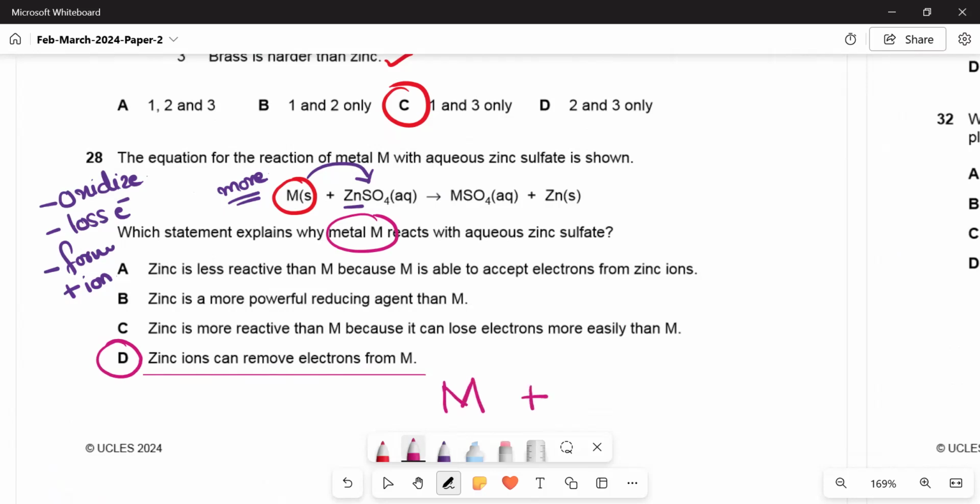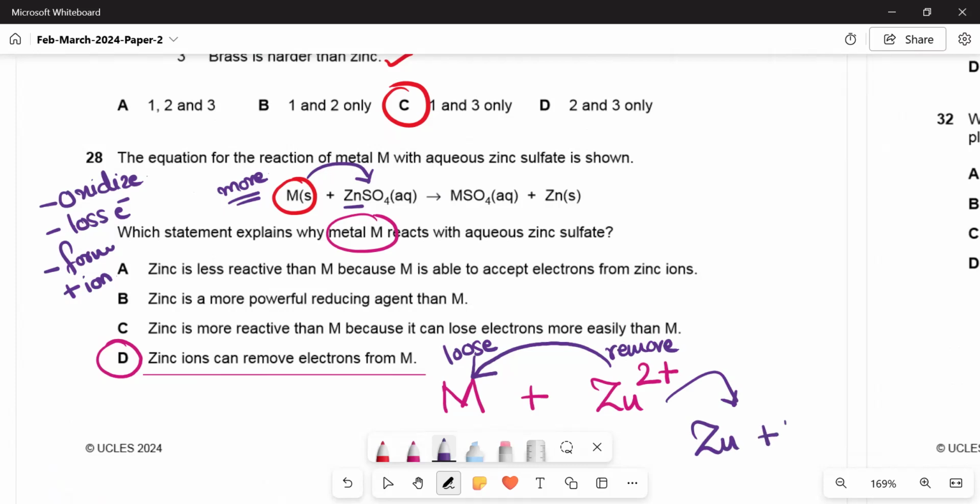Because M is neutral, and here zinc is in the +2 form. So what happens? Zinc takes the 2 electrons from metal M. Zinc takes the electrons, metal M loses the electrons. After removing, the zinc becomes zinc 0, it becomes complete, and the metal M becomes 2+, because it has lost 2 electrons. So zinc ions can remove electrons from metal M. This option is correct.